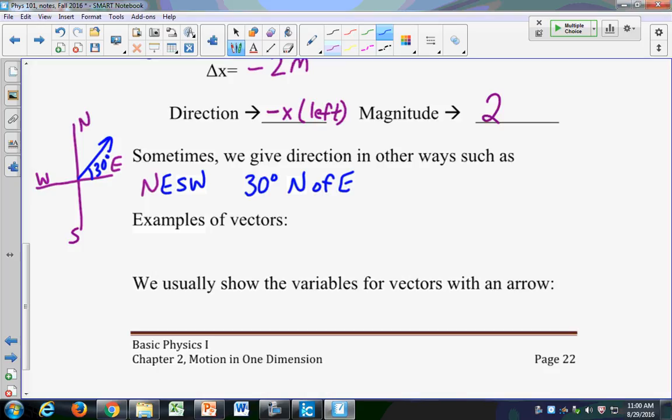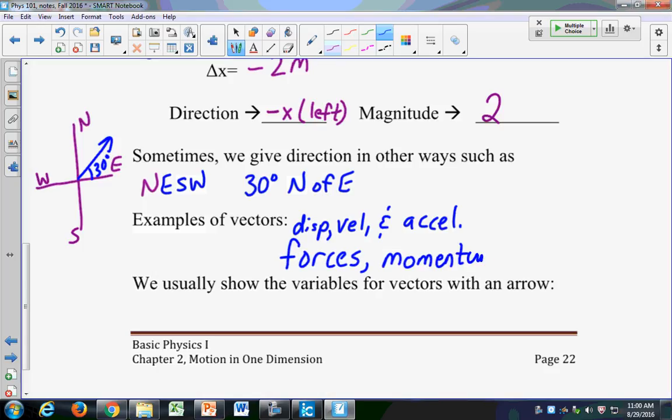Some things that we have that are our vectors: displacement, velocity, and acceleration. Those are all vectors: displacement, velocity, and acceleration. Some other things that we'll deal with in chapter 4, we'll get into forces. Those are vectors. And then also momentum is a vector that we'll deal with in chapter 6, I think.